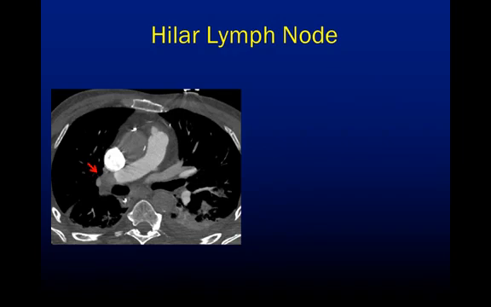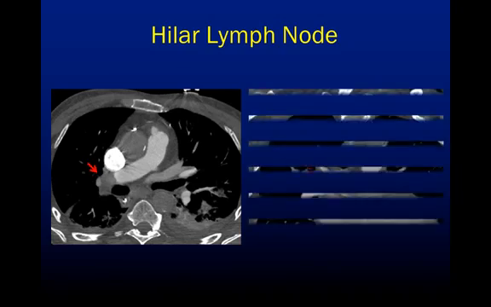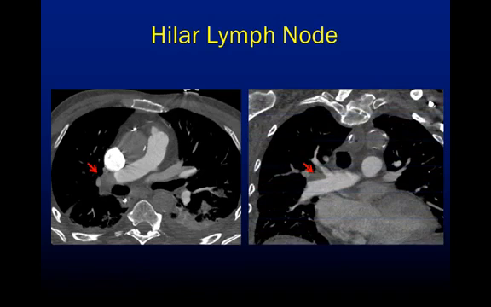Hilar lymph nodes can mimic a filling defect on axial images. Here we see an apparent filling defect in the proximal right interlobar artery. Here's where your coronal and sagittal reformats can be particularly helpful. We can see here that the apparent filling defect is definitely outside of the interlobar artery and a prominent lymph node rather than an embolus.